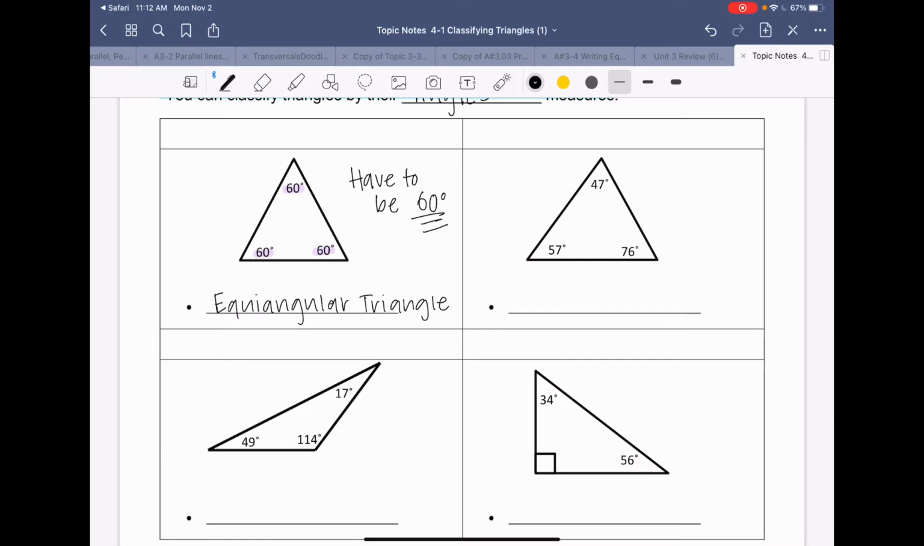Okay, so if only two of them are 60, the other one has to be 60. All right, so this next one we're going to talk about, all of the angles are less than 90. So this is an acute triangle. An acute triangle. So think of when we talked about acute angles, it's any angle that is less than 90. So when all of the angles are less than 90 degrees, then it's an acute triangle.